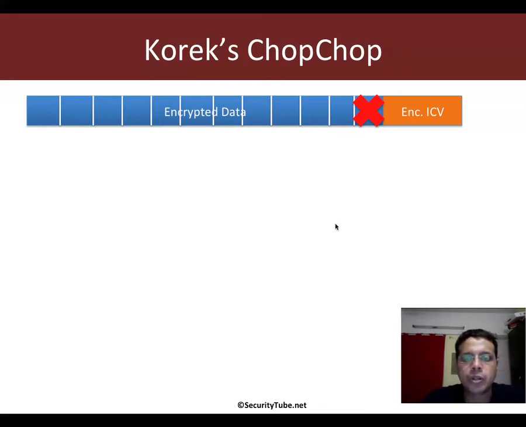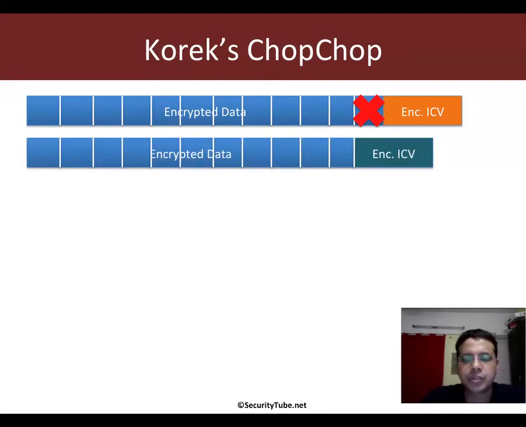Now KoreK has to recalculate the ICV to create a valid packet. But the problem is that he does not know the plaintext value of the byte he just deleted, and hence he cannot calculate the value of the ICV reliably, right? So KoreK deletes this last byte and creates a shorter packet. This new packet is 1 byte shorter.